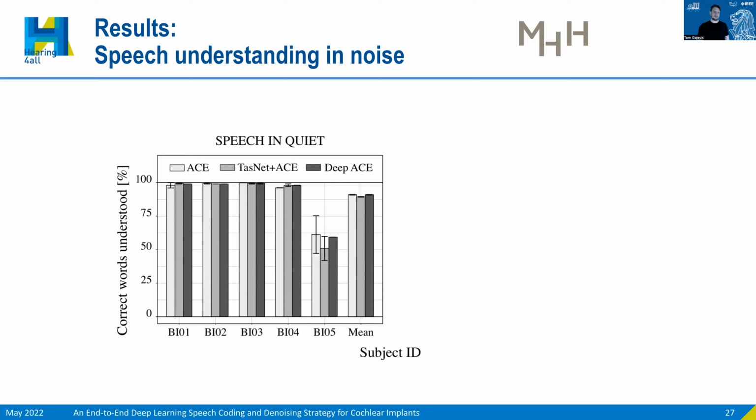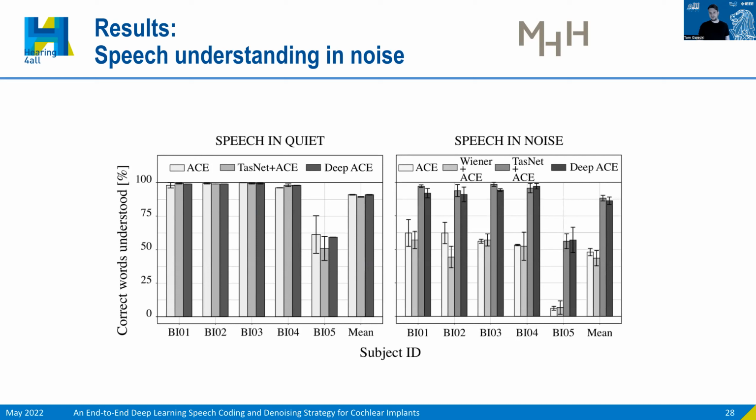We can see in the y-axis the percentage of correct words understood for each of the subjects, and the last 3 bars represent the mean. We can see that for the relative differences between the approaches, there is almost no difference, basically. So we can conclude that the sound is transmitted, at least in terms of speech understanding, the same way as ACE would.